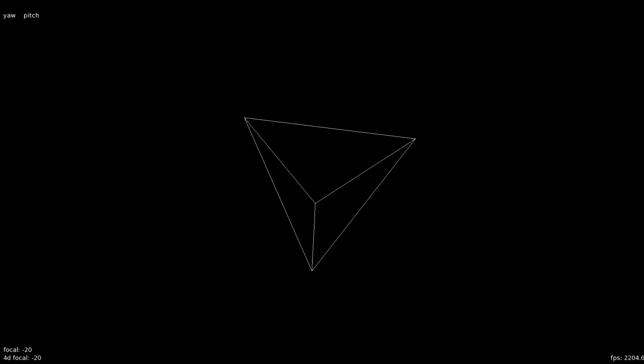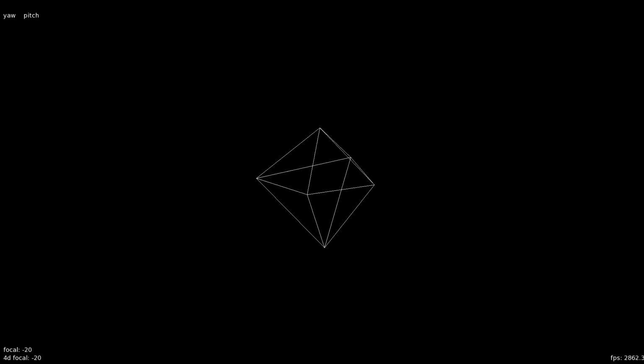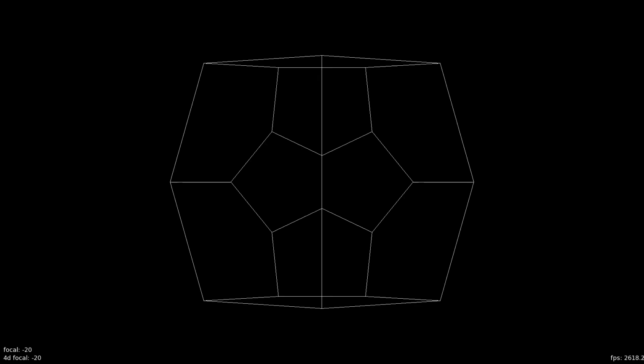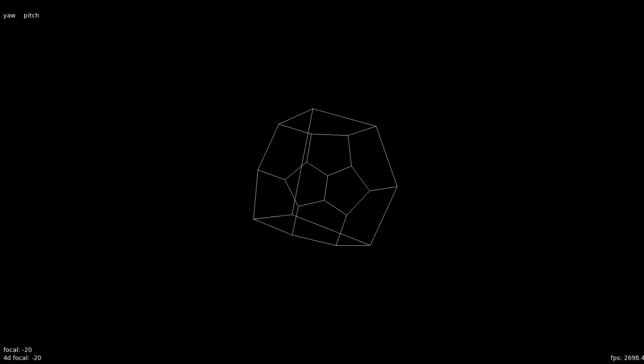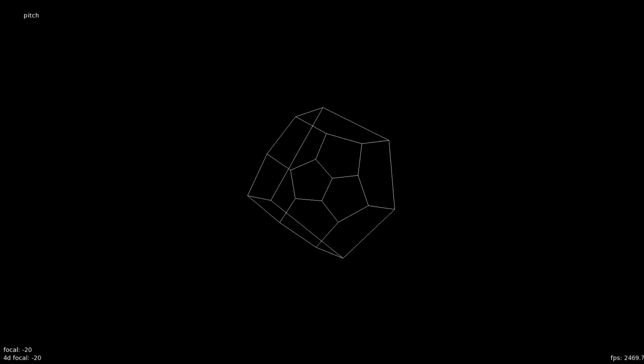This is a tetrahedron. It has 4 triangular faces, 3 meeting at the vertex. This is the cube, with 6 square faces, 3 meeting at the vertex. The octahedron, 8 triangular faces, 4 meeting at the vertex. The dodecahedron, 12 pentagonal faces, 3 meeting at the vertex.